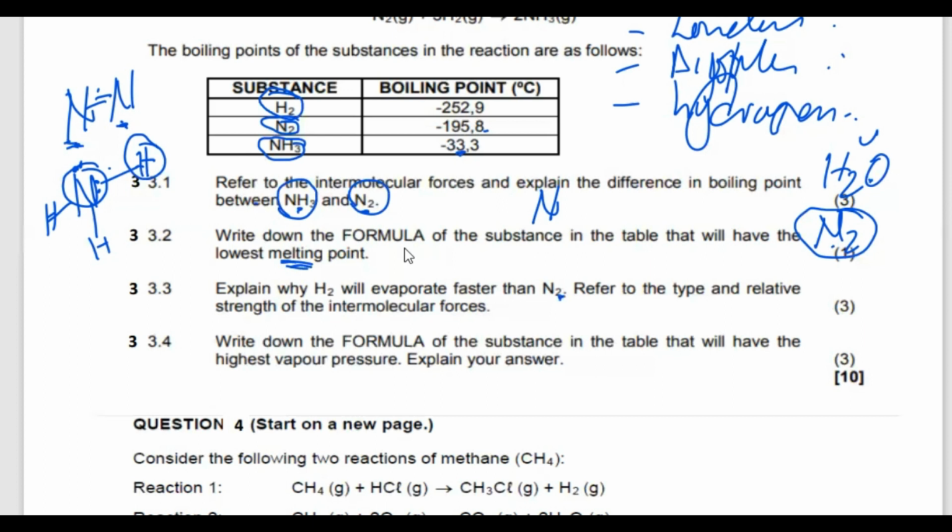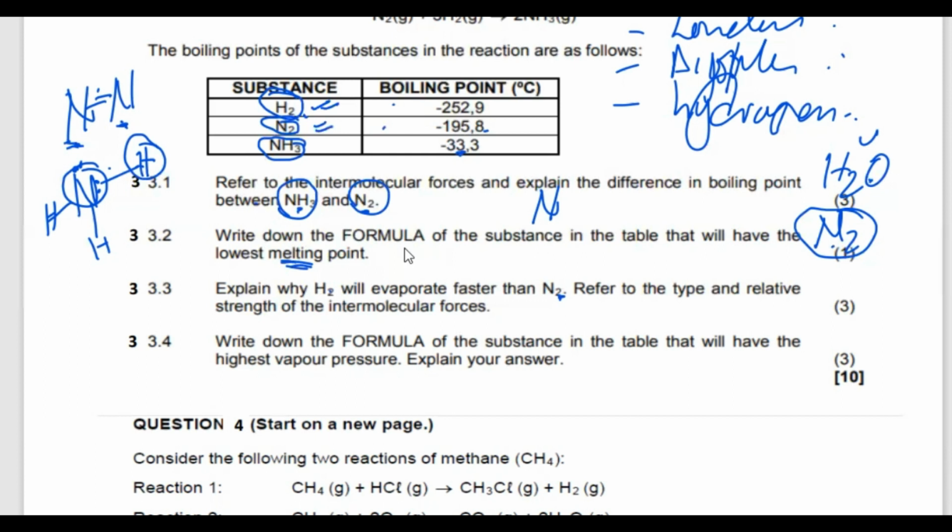The type of intermolecular forces of attraction involved here is the London force, or London dispersion. So it's weak. And this one is going to have dipole, therefore this one is going to have a lower boiling point compared to this. Hence, hydrogen will evaporate faster because its boiling point is low. Refer to the strength of the intermolecular forces of attraction.